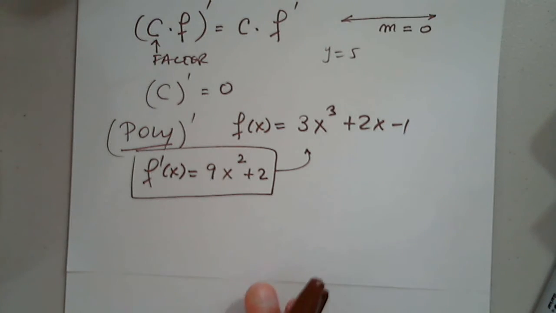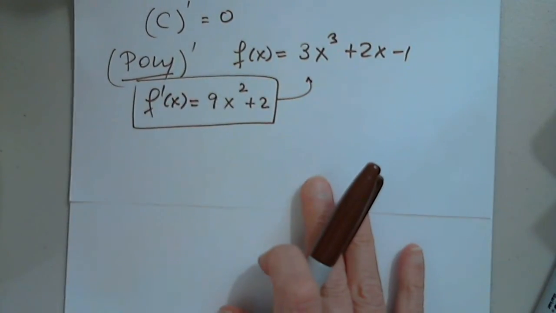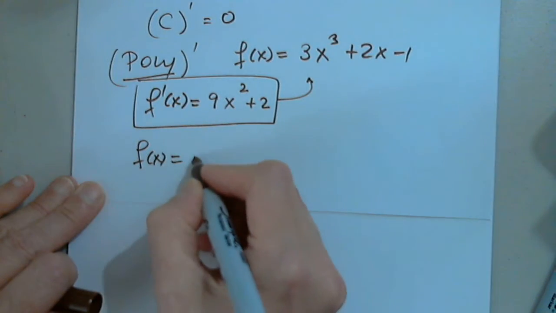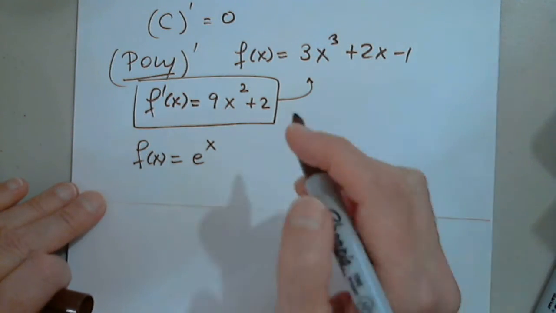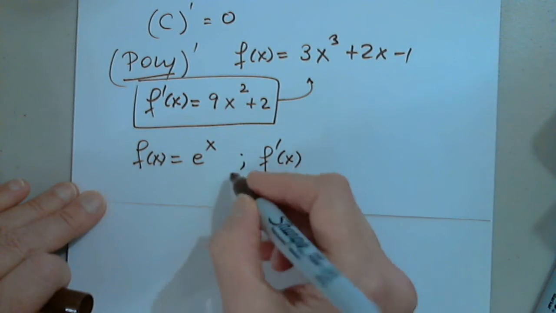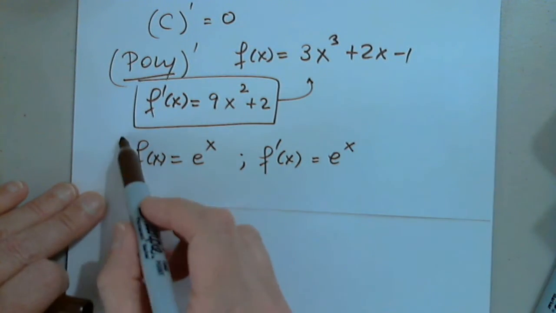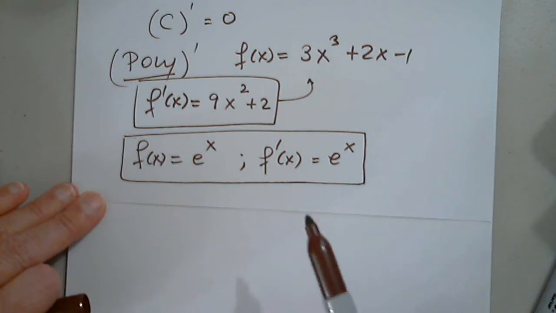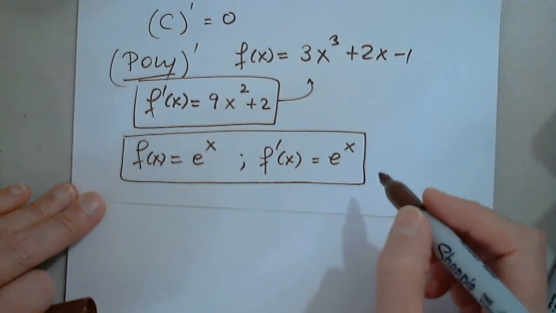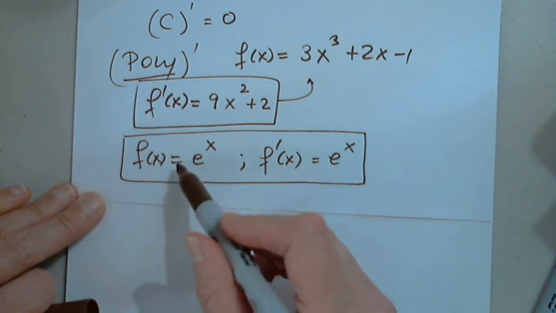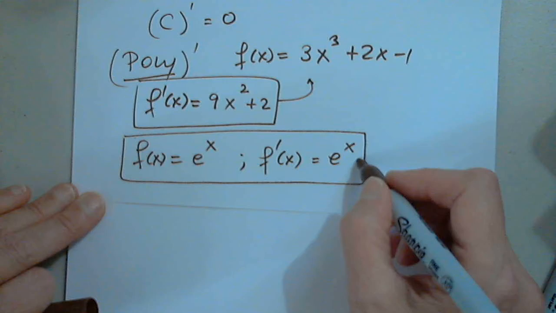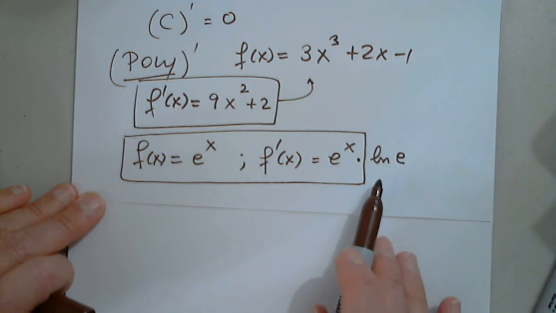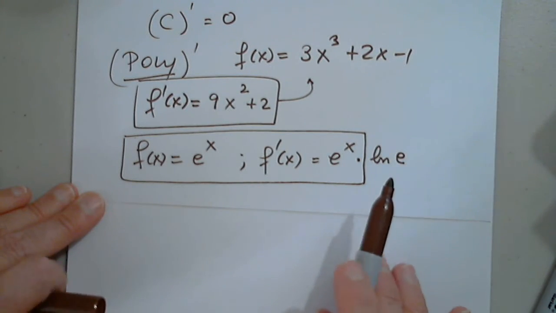Now, one other function that I would like to talk about is e to the x. So if we have f of x equals e to the x, the derivative is itself. This is a very, very nice function. So the derivative of the function e to the x is e to the x. I should write here multiplied by natural log e. I'll explain why later, where I need to talk about it.